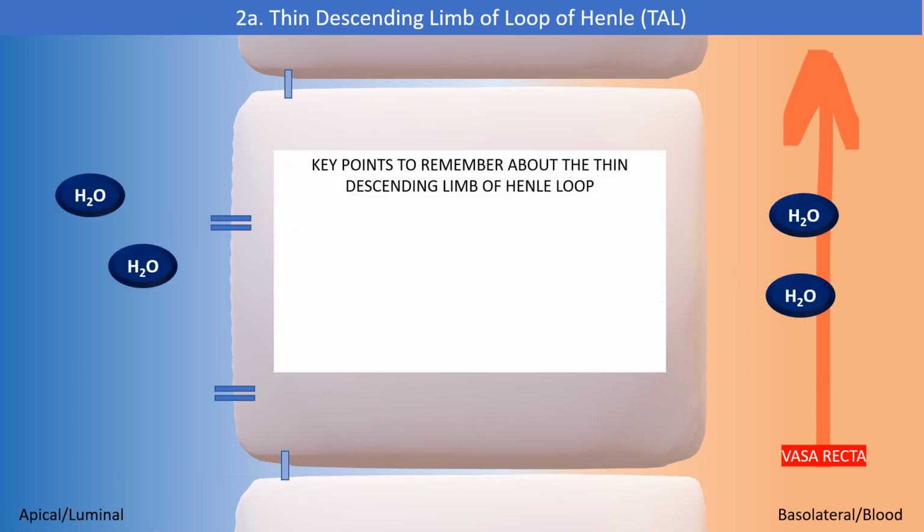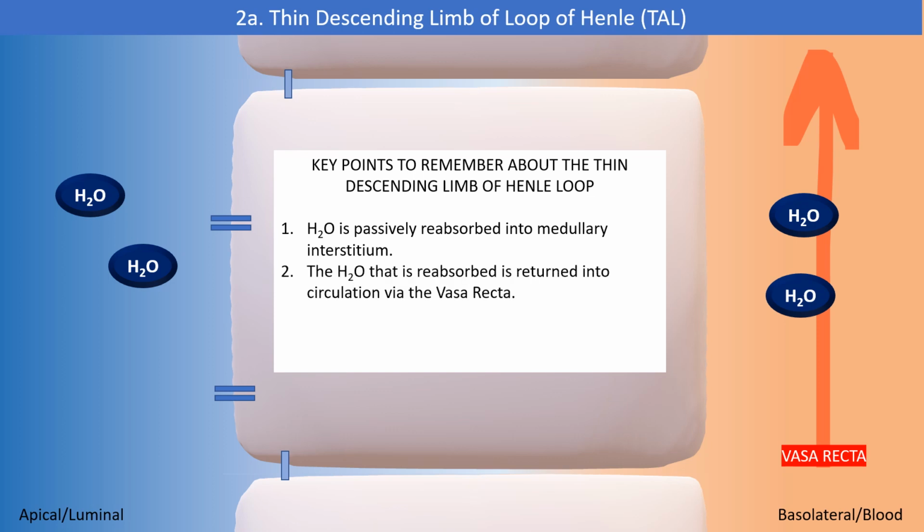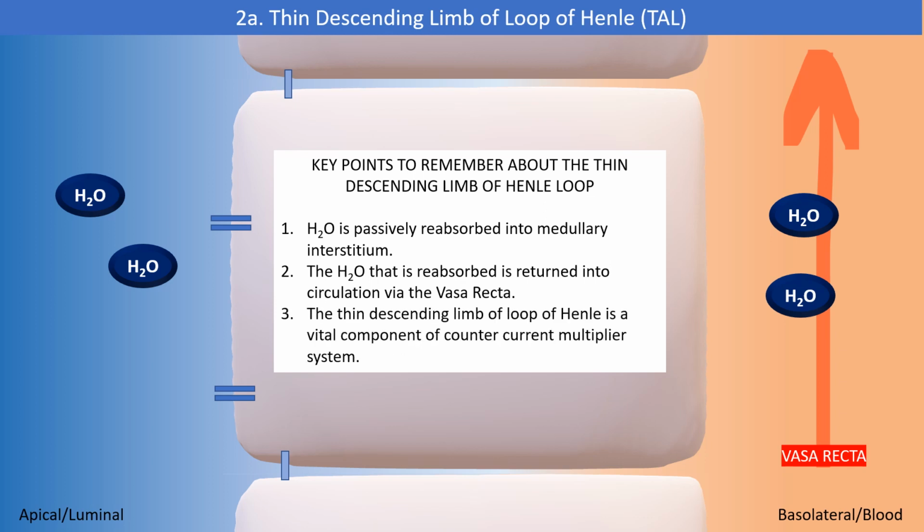Key points to remember about the thin descending limb of Henle loop. At the thin descending limb of Henle loop, water is passively reabsorbed into the medullary interstitium. The water that is reabsorbed is then returned into circulation via the vasa recta. The thin descending limb of Henle loop is a vital component of the countercurrent multiplier system.